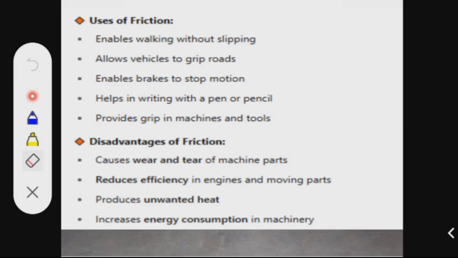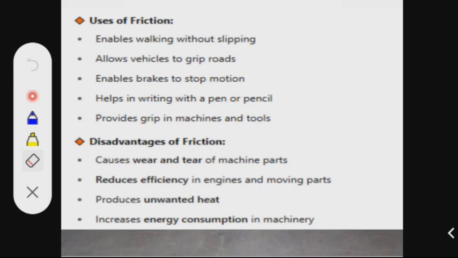It enables brakes to stop motion. It also helps in writing with pencils and pens, and it also provides grips in machines and tools. So these uses, I think it's best that we know at least these 5 offhand, because sometimes you might be given theory questions saying, state the uses of friction.